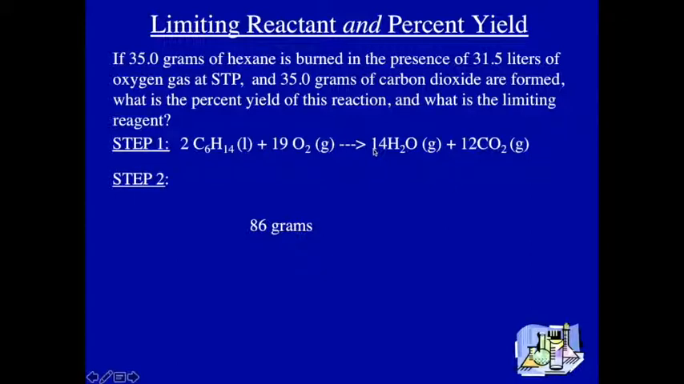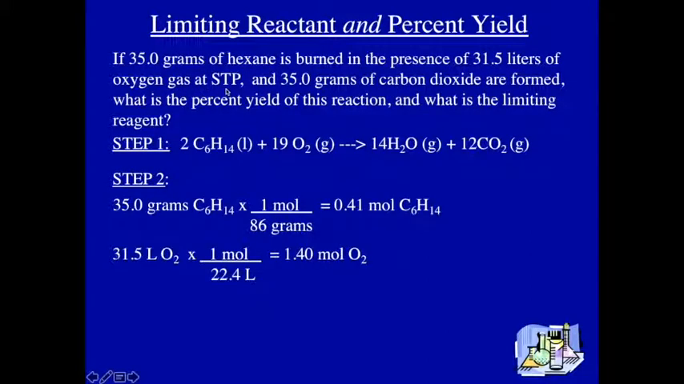Step 2 is going to be change our gram value that we have, 35.0 grams of hexane. We're changing that into moles. We'll also have to change our oxygen gas, the liters that were given at STP, into moles, which is a different conversion, 31.5 liters times 1 mole over 22.4 liters. Again, you set up your conversions so that you can cancel out the units that you need to get rid of, and you keep the units that you want. So we get 1.4 moles of oxygen. We get 0.41 moles of hexane.